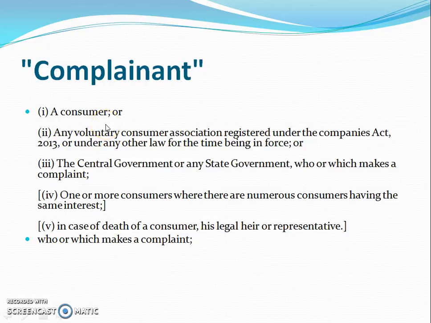If he does not file a complaint, then a voluntary consumer association, which is registered under the Companies Act or any other law for the time being in force, can file a complaint. Apart from that, the central government or state government can also be a complainant. If there are more than one consumers who have the same interest, who have the same problem, then they can file a complaint together. And in case of death of a consumer, his legal heir or representative can also file a complaint. So we have discussed the definition of consumer and that of a complainant.